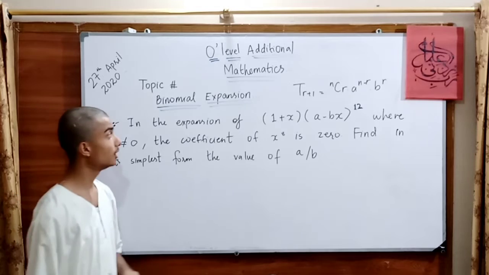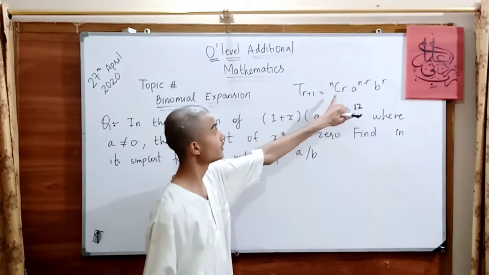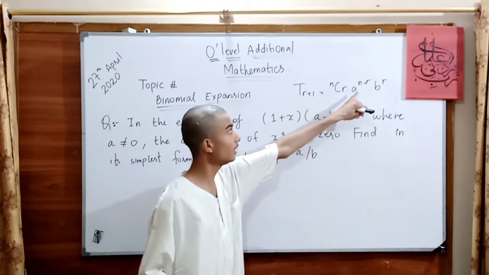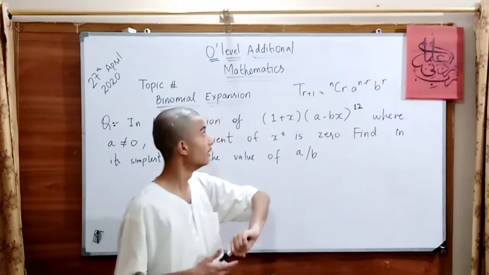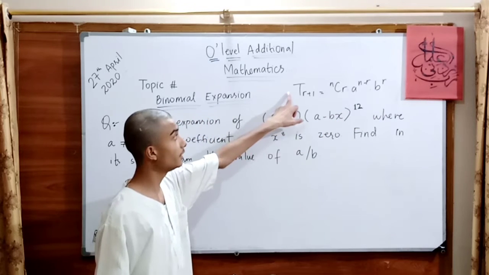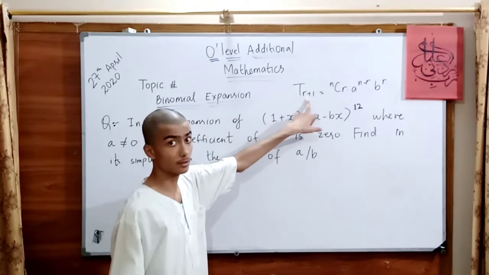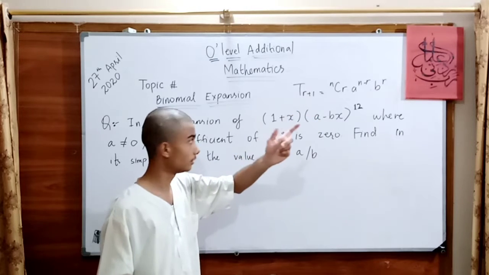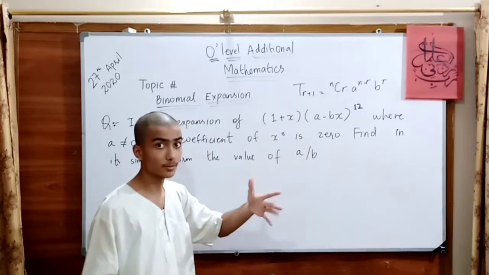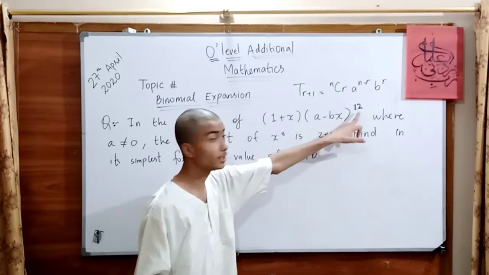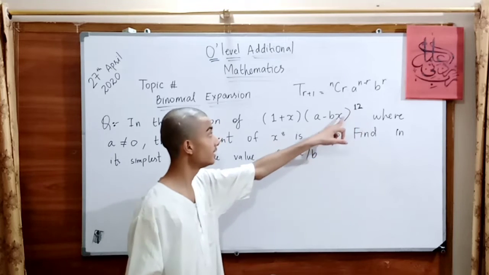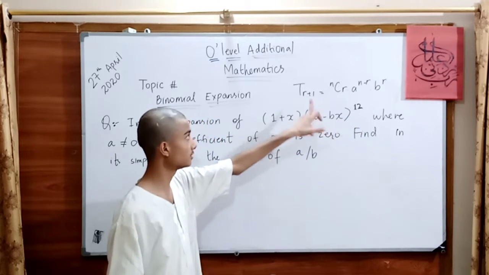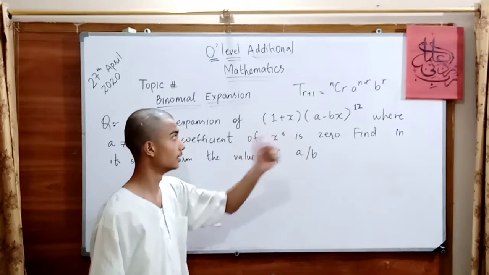Now we have the formula T(r+1) = nCr × a^(n−r) × b^r. We have just noticed that for every r, we have one additional term. Let's suppose in this expansion of the 12th power, we have 13 terms inside (a − bx)^12, because it is always r plus 1.